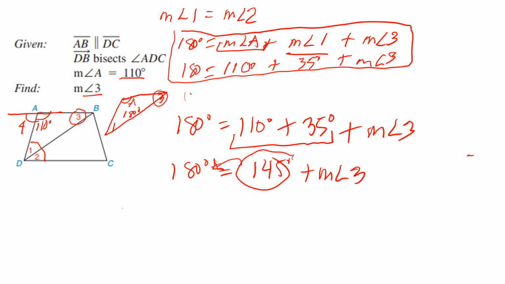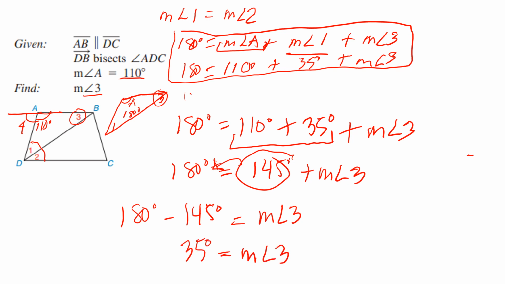So we have here 180 degrees minus 145 degrees equals the measurements of angle 3. And if we are going to subtract this, we have here 35 degrees is the measurements of angle 3. So that is our answer to this problem. The measurements of angle 3 is equal to 35 degrees.